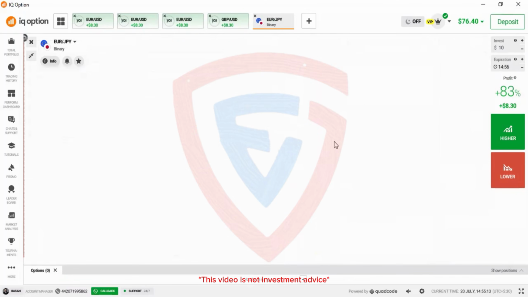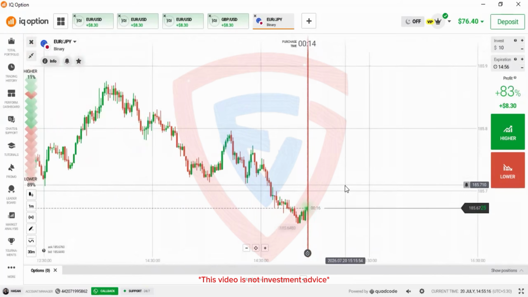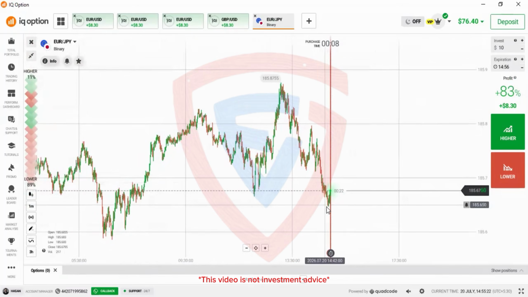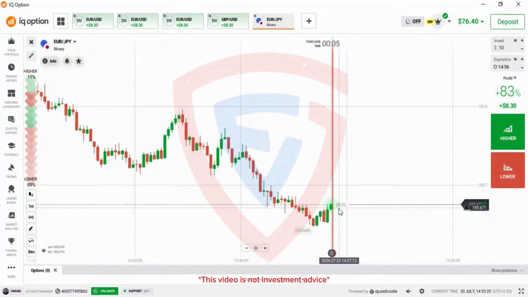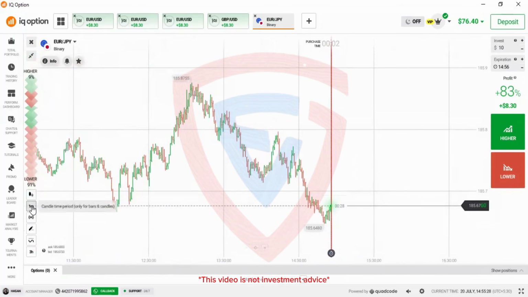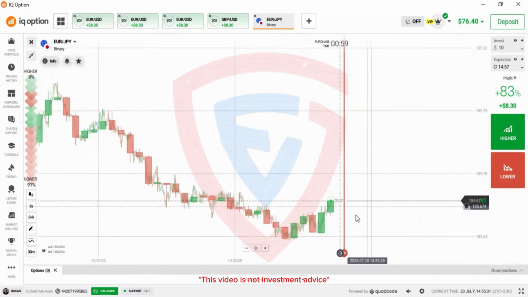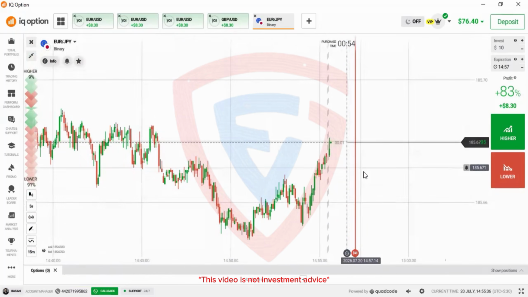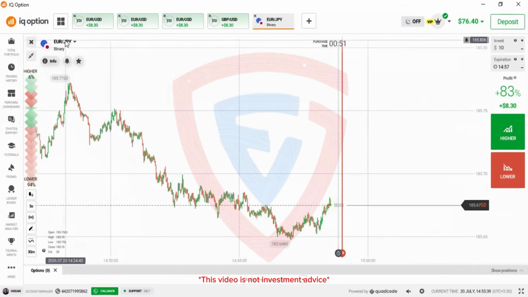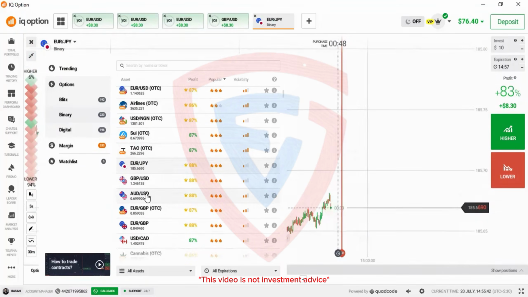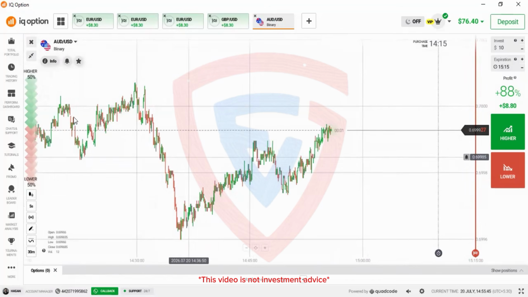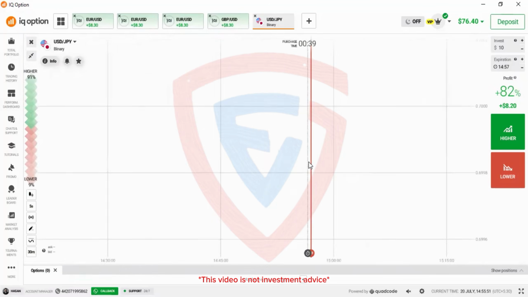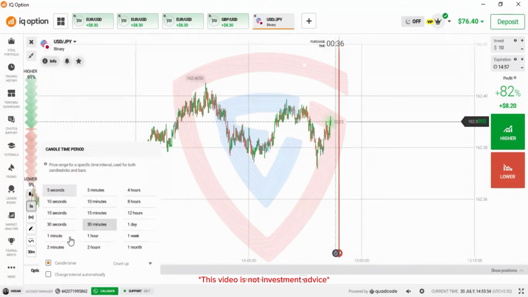So I will change the pair. Okay, so this level, it broke this level. Okay. So it made a high, it came back to this level and got support. Again, we are seeing buyer's entry. So I will try to change another pair. Okay, I think I may get opportunity here.